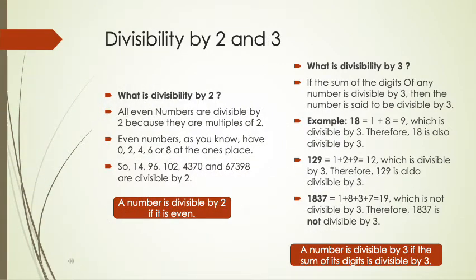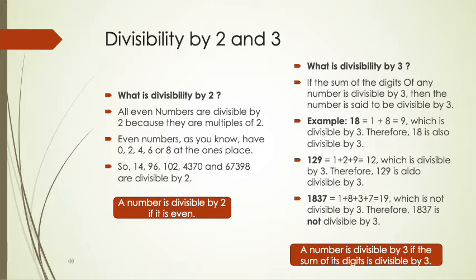And here come the first two rules of divisibility. First is divisibility by 2 and second is divisibility by 3. So what is divisibility by 2? What are the rules to find out if any number is divisible by 2 or not? See, a number is divisible by 2 if it is an even number. And what are even numbers? Even numbers are those numbers whose ones place consists of 0, 2, 4, 6 or 8.